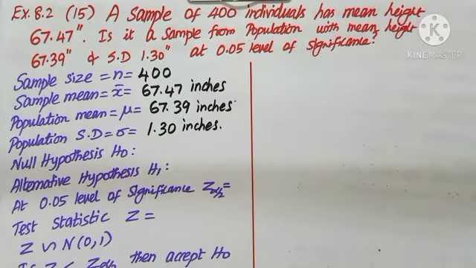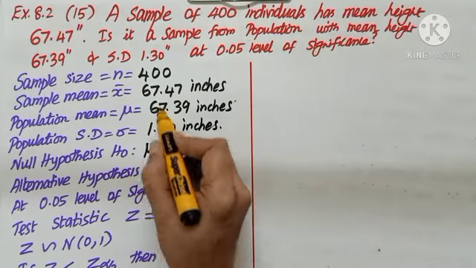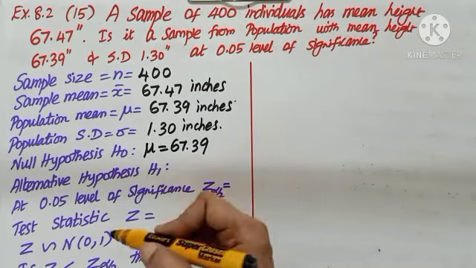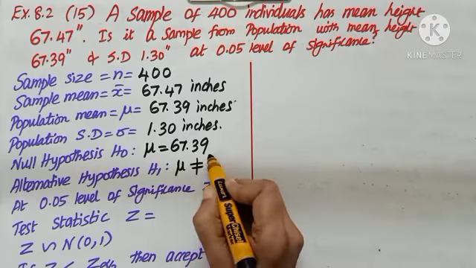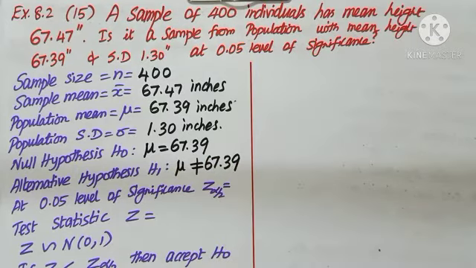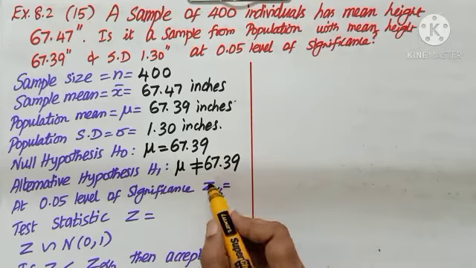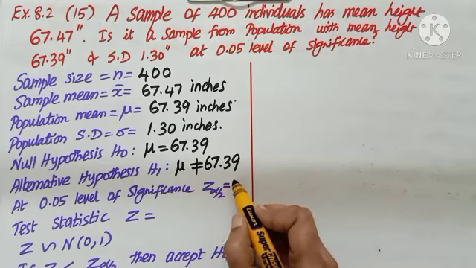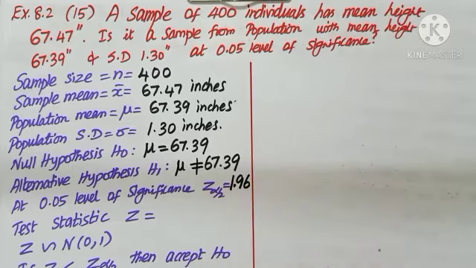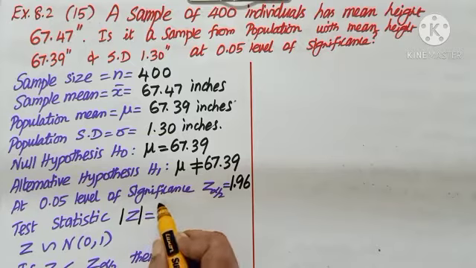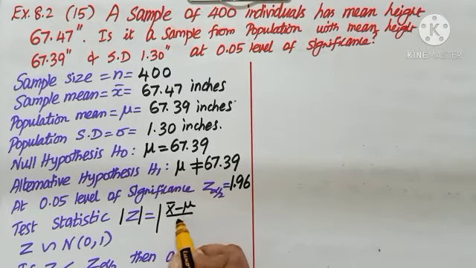Null hypothesis, as before, we will write mu equals 67.39. Alternative hypothesis, mu not equal to 67.39, at 0.05 level of significance as mentioned in the question. Z alpha under two-tailed test, the value is 1.96. The test statistic, we know the formula. Mod Z is mod X bar minus mu by sigma by root n.